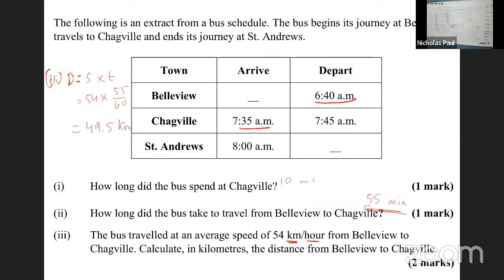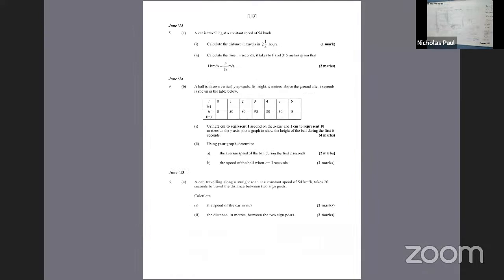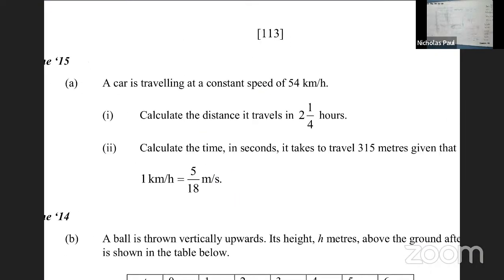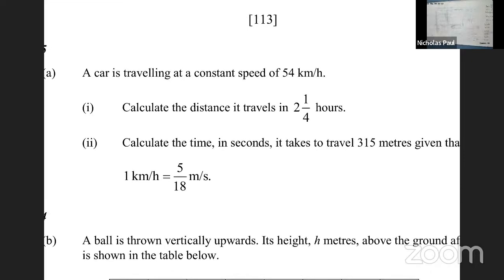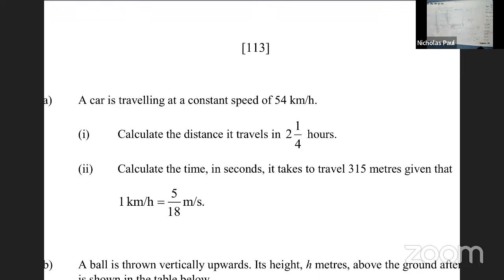All right, nice job. Let's go again. What year was it? Jan 2012. Last one here. June 2015. Try that, please. June 2015. Try it. I will see some work in your book. If I don't see any work in the book, come on. Next. June 2015.